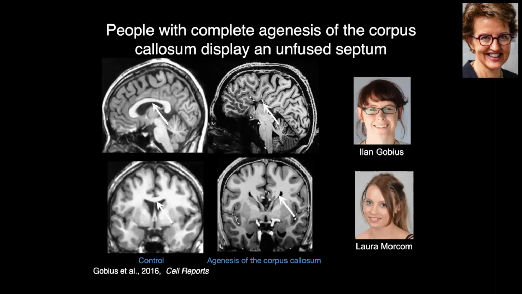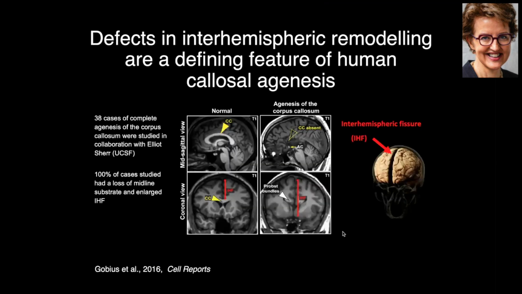Now, these are the images that I showed you before, and what you can see is that the key here is this small area of the midline where the septum pellucidum forms, and there's an opening here, so these septal leaves are really open, whereas in the control participant, they are fused together. And it's this process that actually underlies the cause of complete agenesis of the corpus callosum. So how does that happen? This is what Alain and Laura worked out.